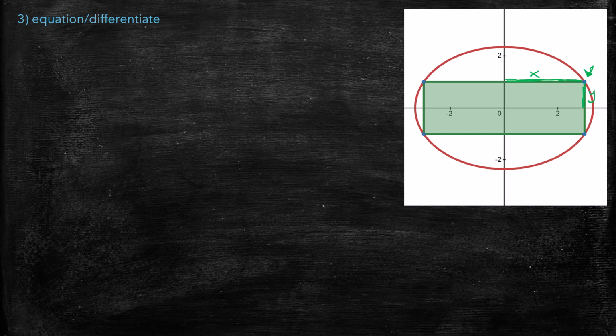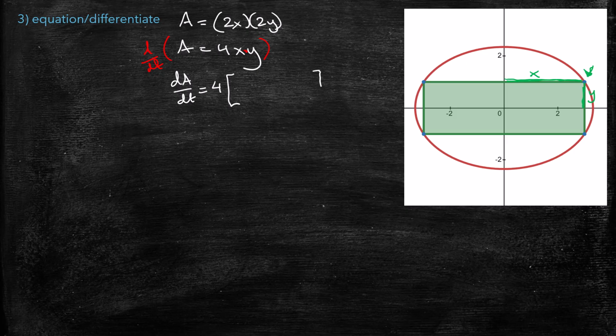So therefore, the area of the rectangle is length times width. Well, the length would be 2x and the width would be 2y. So the area equals 4xy. Now we're going to take the derivative with respect to time. And we have to be careful here because we have to apply the product rule, since both x and y are dependent on t. So dA/dt equals, we'll just keep that 4 factored out for a moment, that constant, and take the derivative of x times y with respect to t. So by the product rule, dx/dt times y plus x times dy/dt.